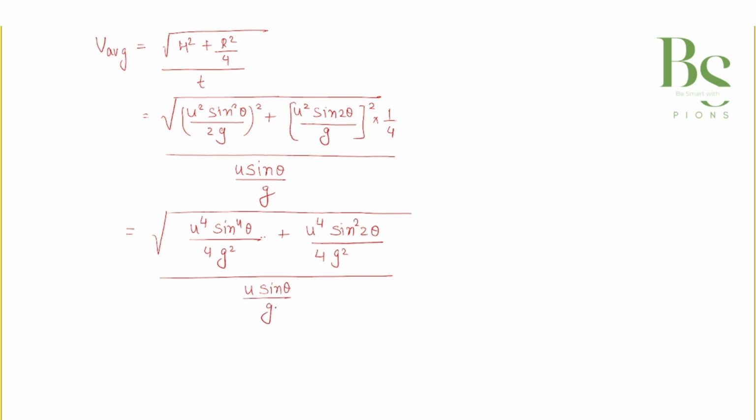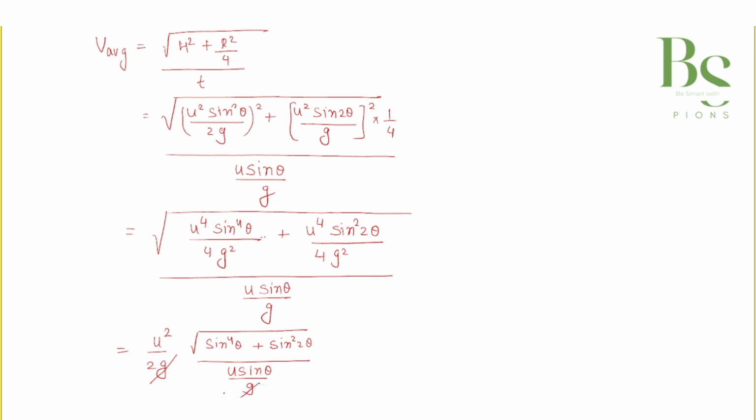Now let's take common out. If I take u to the power 4 common out from both and take it out, it will be u square, and 4g square outside, it will be 2g, correct? 2g whole square is 4g square. What I am left with in the bracket is sine 4 theta, and here sine square 2 theta. Whole divided by u sine theta upon g. Let's cancel out this g with g.